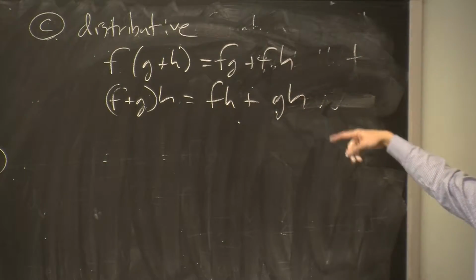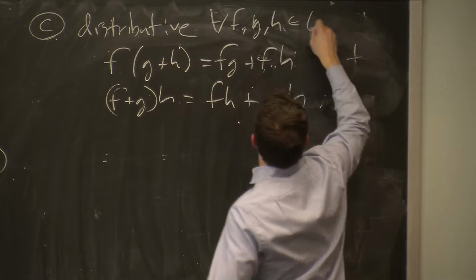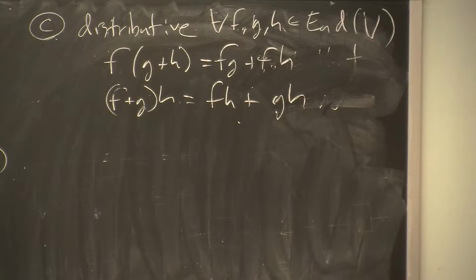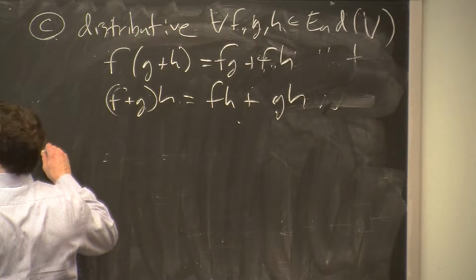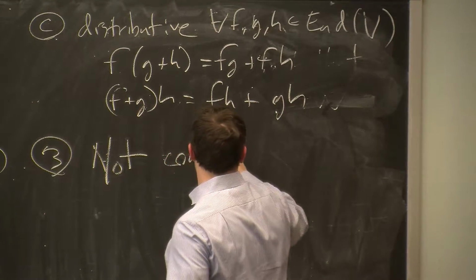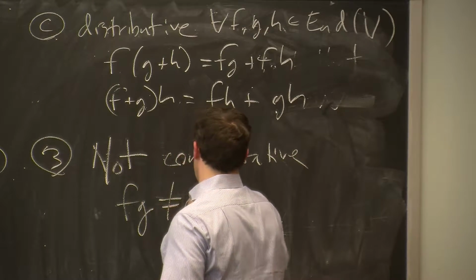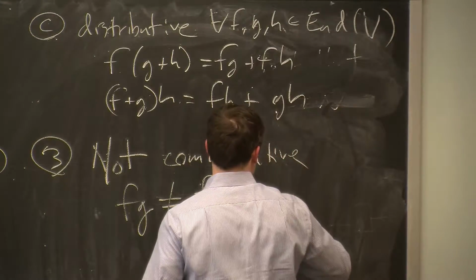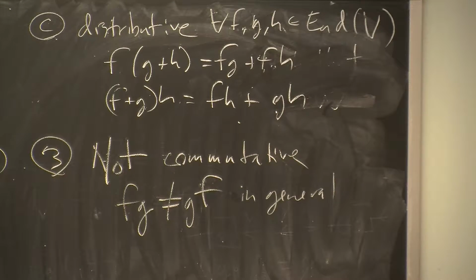And now I don't have to say when that makes sense, because as long as f, g, and h are all maps from some vector space V back to itself, then all those things make sense, right? But it is not commutative. That is, although they both make sense, in general, fg and gf are not equal. The order in which we multiply matrices matters.